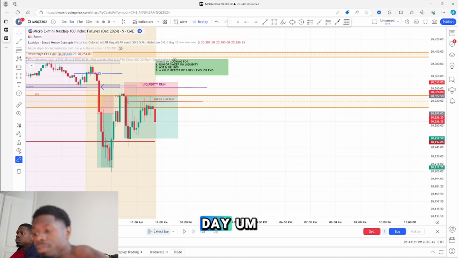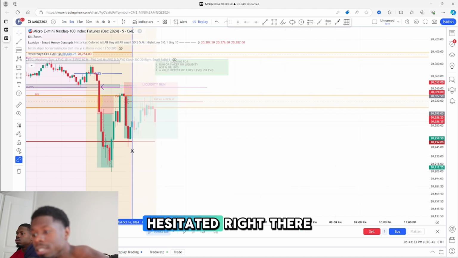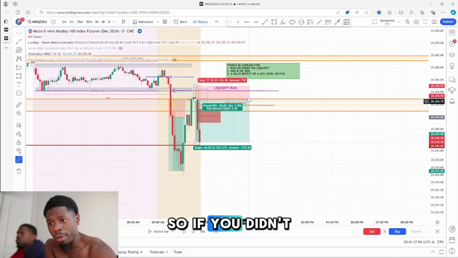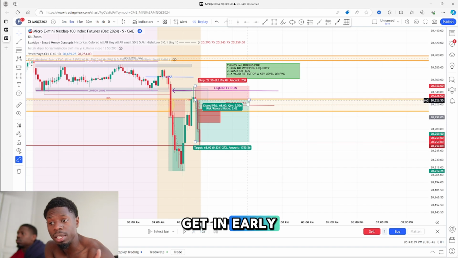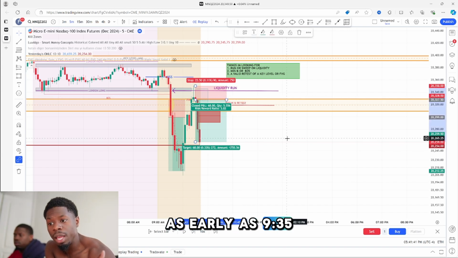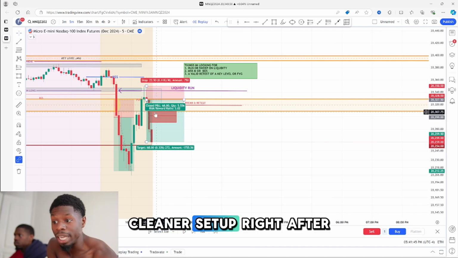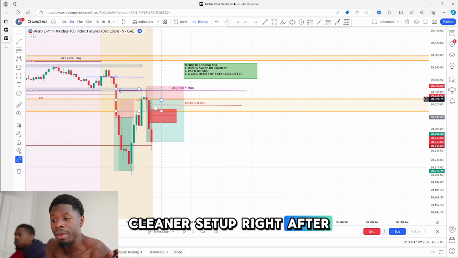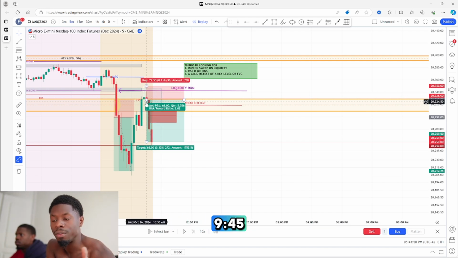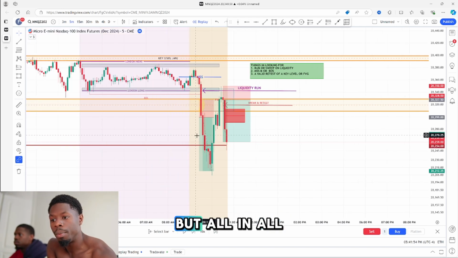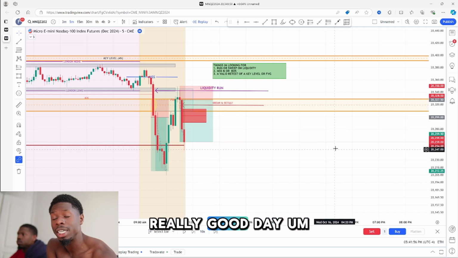So that's a beautiful day. I know I kind of just paused and hesitated right there. I'm sorry, I'm just trying to go over this trade. But yeah, so if you didn't want to be aggressive and get in as early as 9:35, the market gave an even cleaner setup right after 9:45. Well, not right after 9:45, but at 10:30. I just got tired of looking at the computer and took a trade a little bit earlier. But all in all, today was a really, really good day.